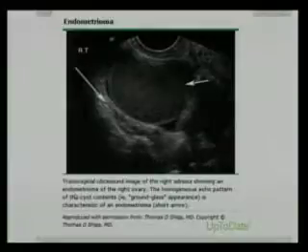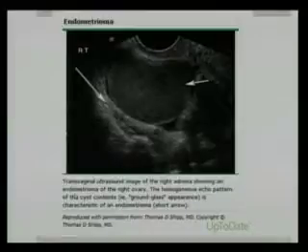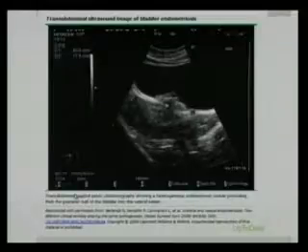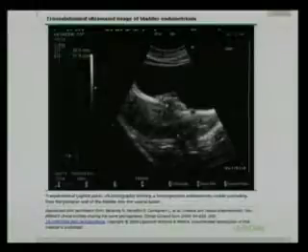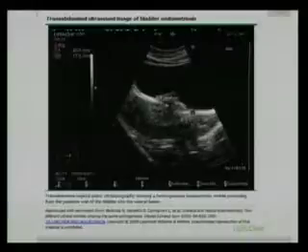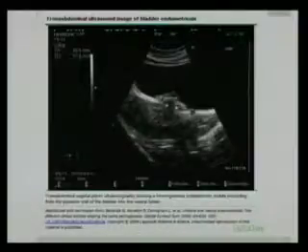So this is an ultrasound of an endometrioma, and as you can see, it shows the homogeneous echotexture of the cyst, the ground glass appearance, characteristic of an endometrioma. And this is a transabdominal ultrasound of bladder endometriosis. As you can see here, there's a little nodule protruding from the posterior wall of the bladder. That's something that can definitely be seen in ultrasound, although these are not as common.